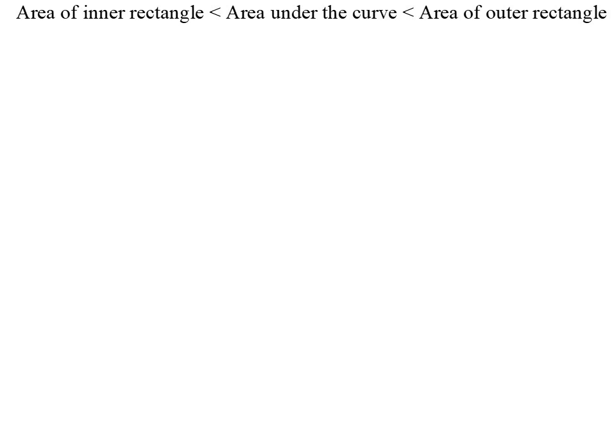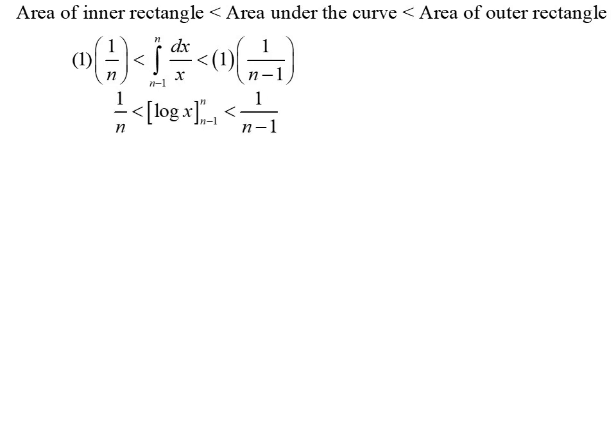I know the area of the inner rectangle will be less than the area under the curve. It's going to be less than the area of the outer rectangle. Okay, the inner rectangle, well, we can look at that and go, yep, that's going to be 1 times 1 on n. The outer one will be 1 on n minus 1, and in the middle, well, it'll be whatever the integral is, going from n minus 1 to n. So I can calculate the two endpoints. I'll integrate the middle one, that goes to log of n, so log of n over n minus 1.